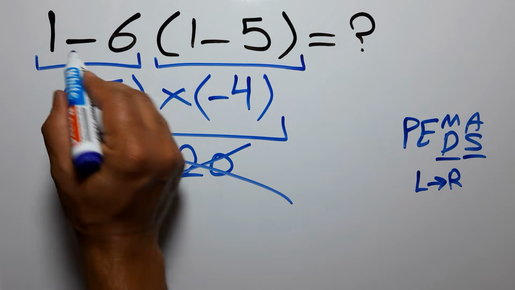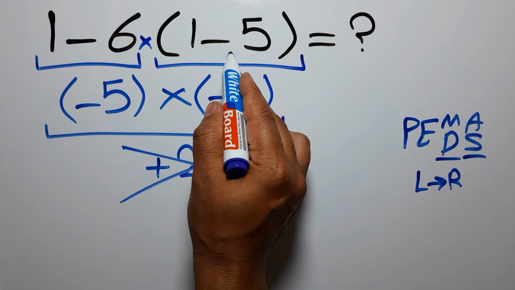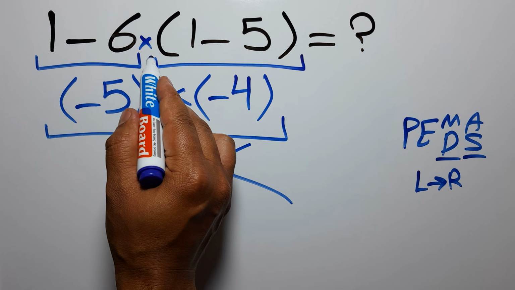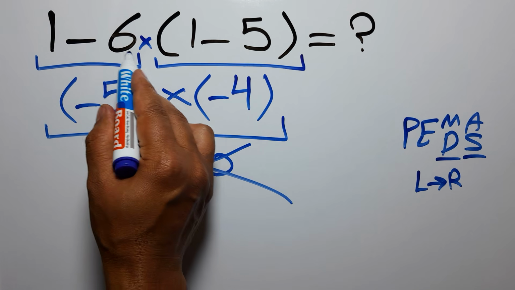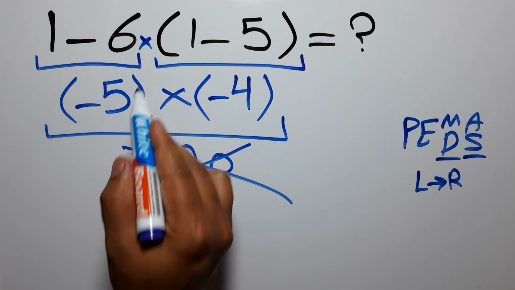In this expression we have one subtraction, one multiplication, and one parentheses. Inside this parentheses we have one subtraction. Here we have a multiplication, because in mathematics when a number is placed next to parentheses it means multiplication, and we usually don't write the multiplication sign for brevity.